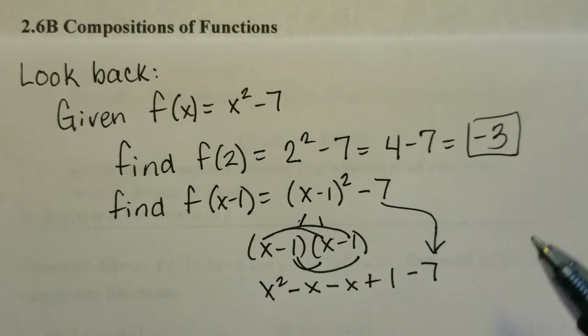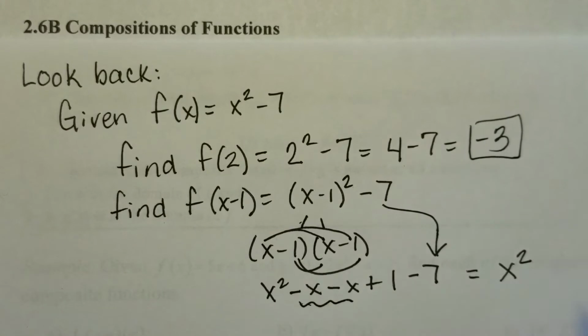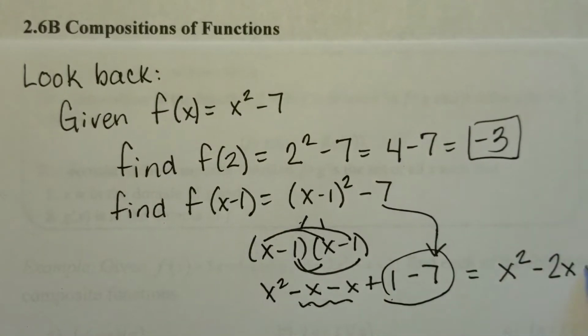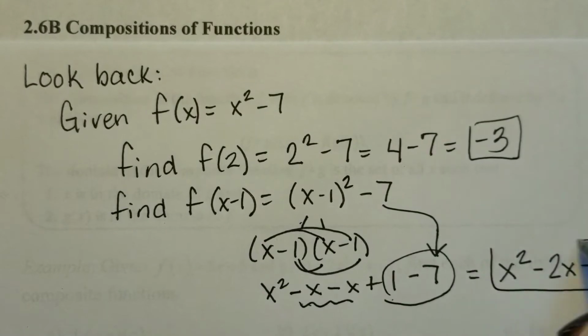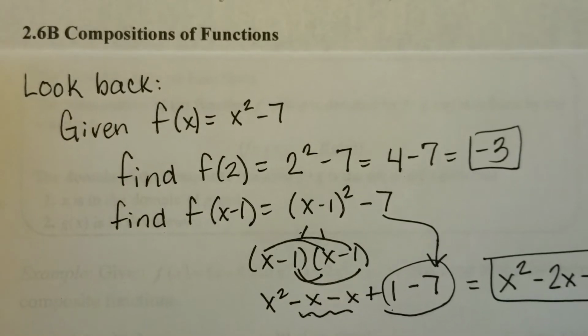And combining like terms, then we'd have x squared, and that will combine to negative 2x, and this combines to negative 6, and that would be our answer. Now, we're going to be putting compositions of functions together. So let's take a look at what that is.